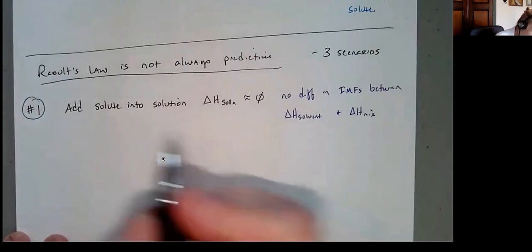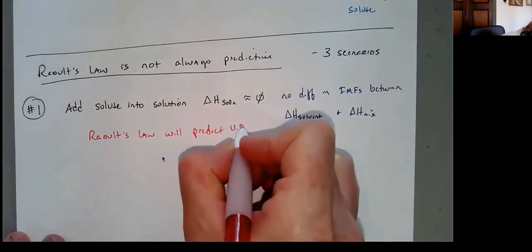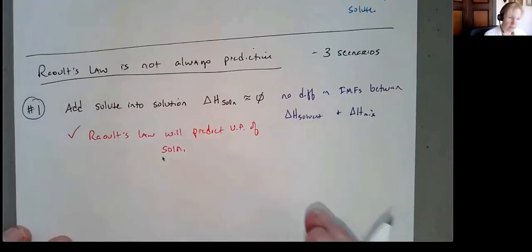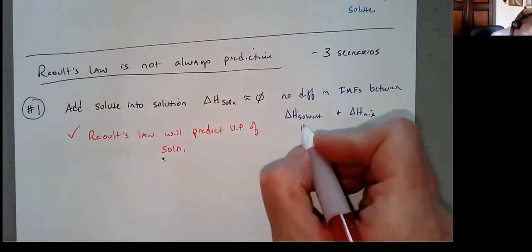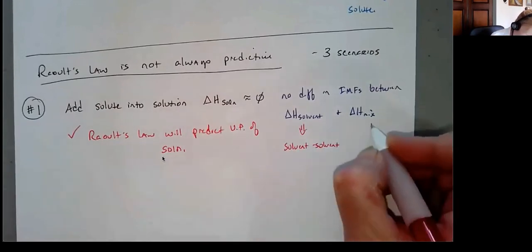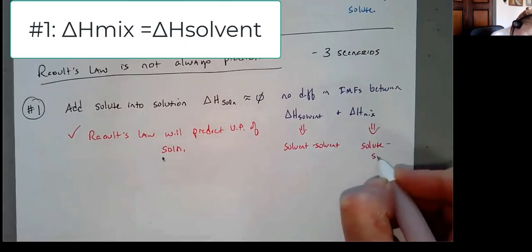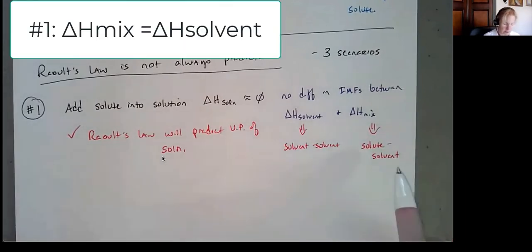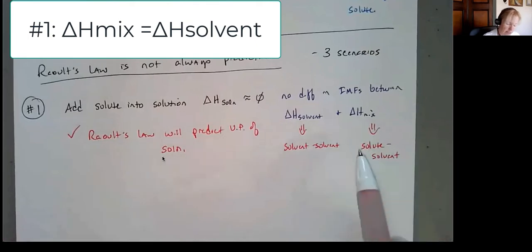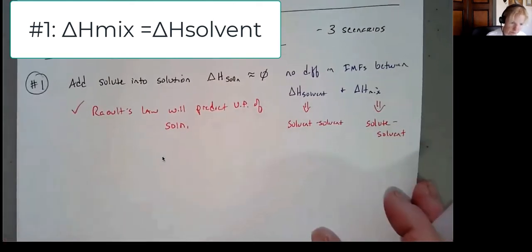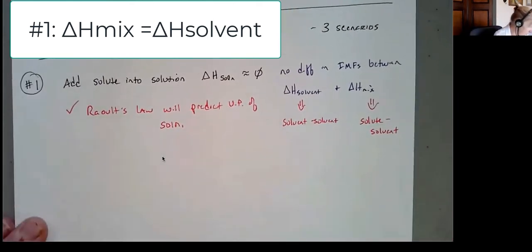In this case, Raoult's law is predictive. We'll predict the vapor pressure of that solution. So I can use Raoult's law here. If I have no difference in intermolecular forces between the solvent and solvent, right? This is solvent-solvent, and this is solute-solvent, meaning that it's going to behave very similarly. The solute is going to affect the vapor pressure in those 2 ways, where it's going to sterically hinder the water molecules or the solvent molecules from moving to the gas phase, and it's going to appreciably keep the solvent molecules in solution because of the intermolecular forces that are being formed. Okay, so that's scenario number 1.